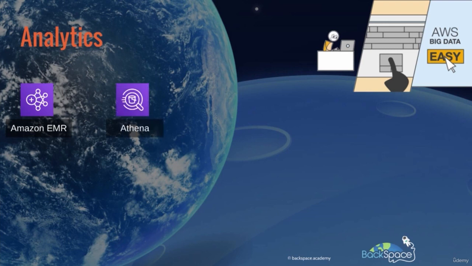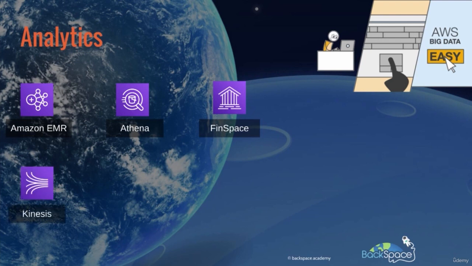Amazon Athena allows you to analyse data stored in an Amazon S3 bucket using your standard SQL statements. Amazon FinSpace is a petabyte-scale data management and analytics service purpose-built for the financial services industry. FinSpace also includes a library of over 100 financial analysis functions. Amazon Kinesis allows you to collect, process, and analyze real-time streaming data.